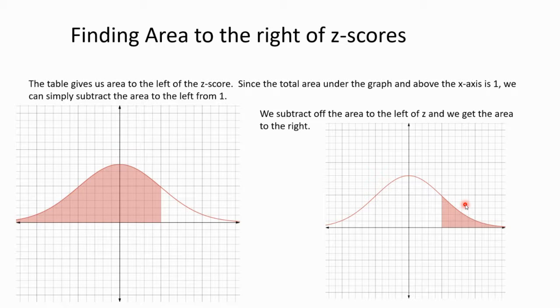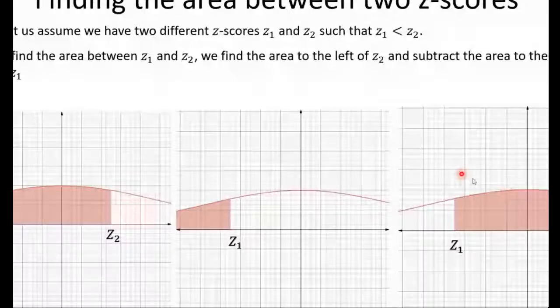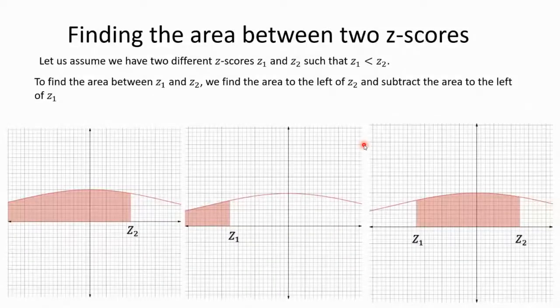I mean, they do mention that in the table as well, which is nice. Okay. And with Desmos, again, it's pretty easy to do as well. So, what if you now, I think this is where we got up to last time, but what if you want the area between two z-scores?